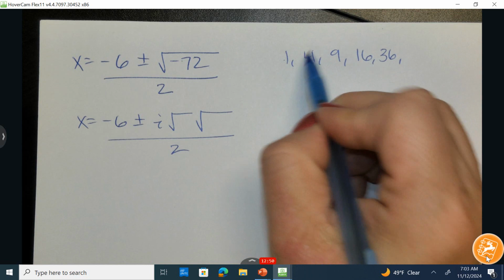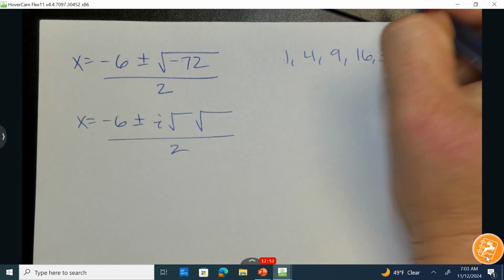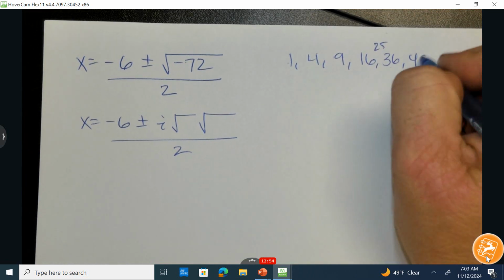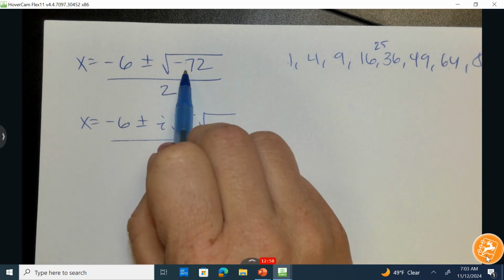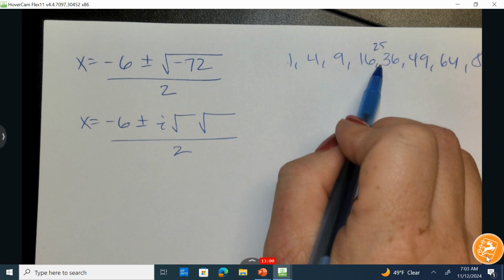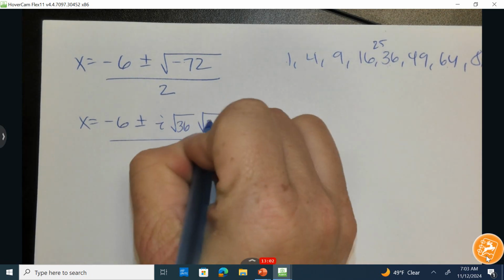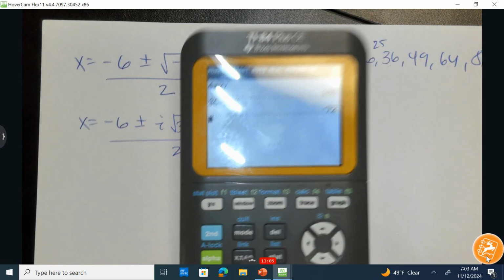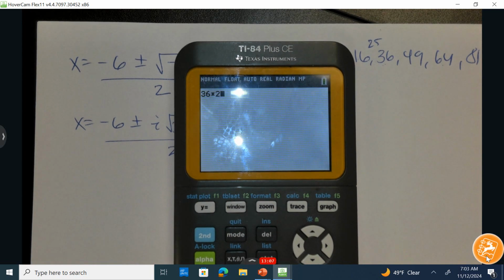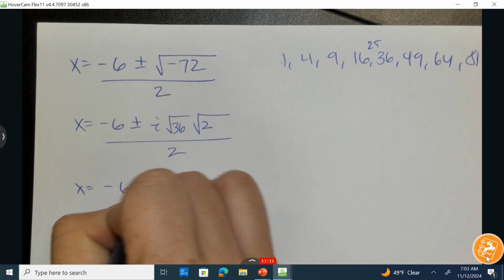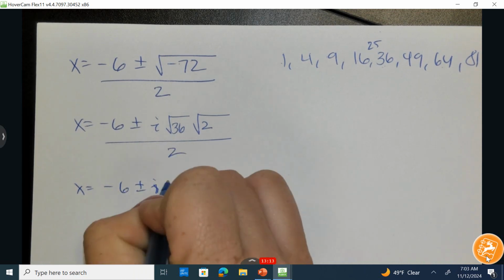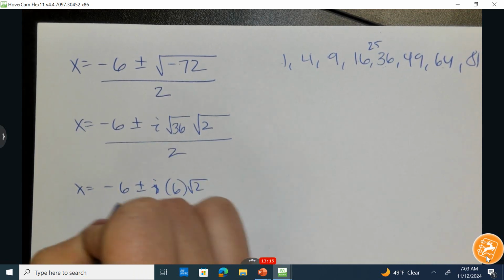1 times 1, 2 times 2, 3 times 3, 4 times 4, 5 times 5, 6 times 6, 7, 8, and so on. Okay, 64 does not divide in. 49 does not divide. Oh, 36 does. 36 times 2 is in fact 72. We can see that. 36 times 2 is 72. That's going to be 6 times the square root of 2.